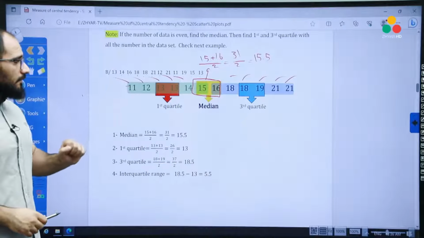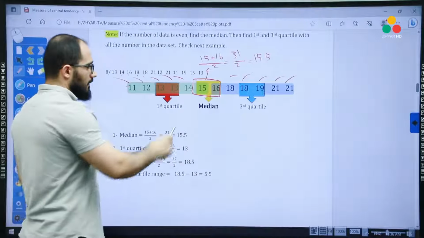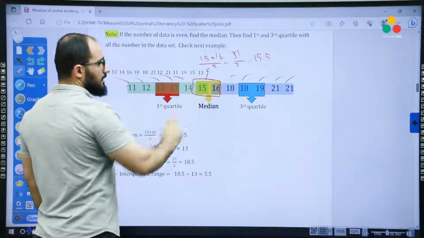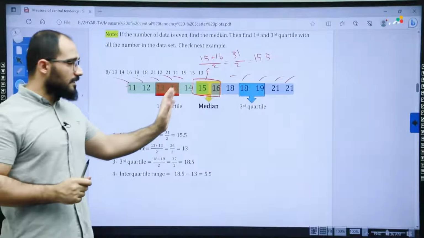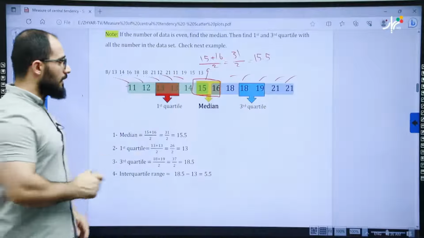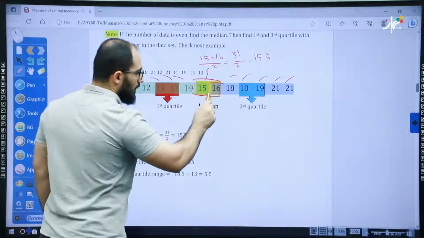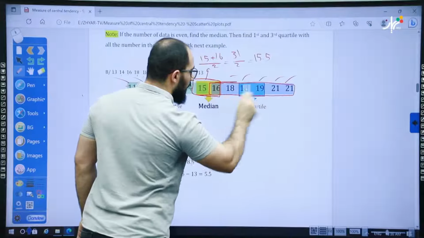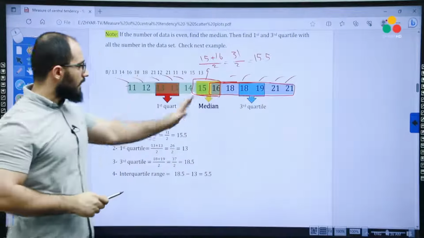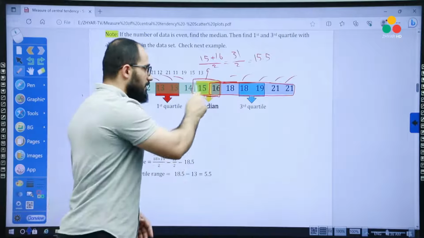Okay, so there is a note, please. You have to be careful. Because for the median, we have two numbers. How do we separate the lower half and upper half? Here, 16 is included in the upper half. This is the upper half. Do not skip 16 and 15 here.